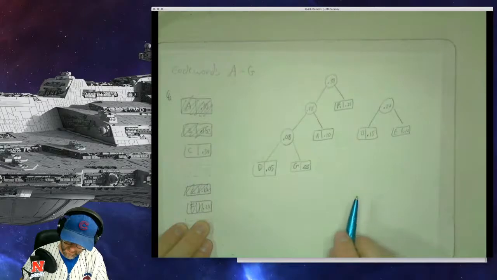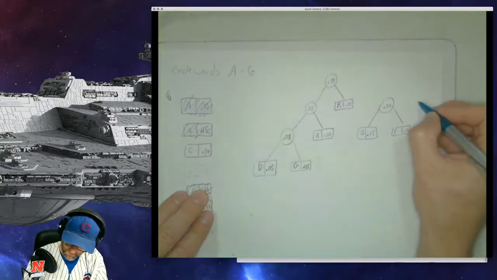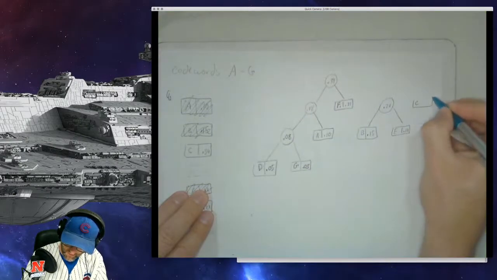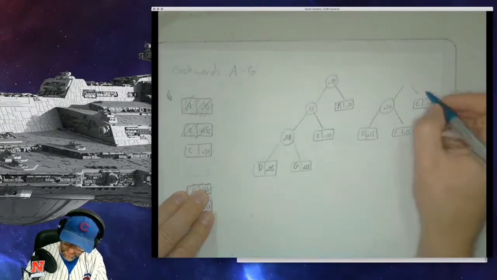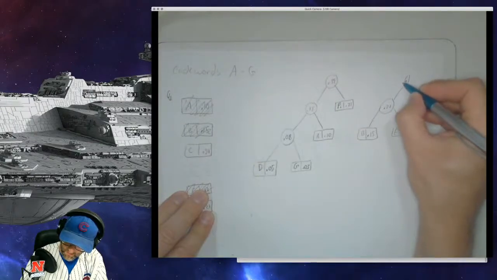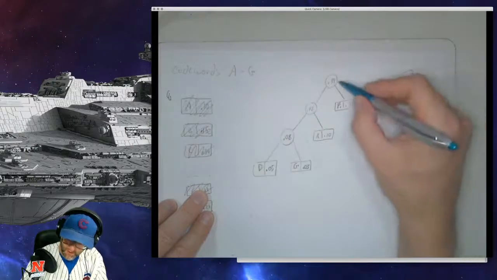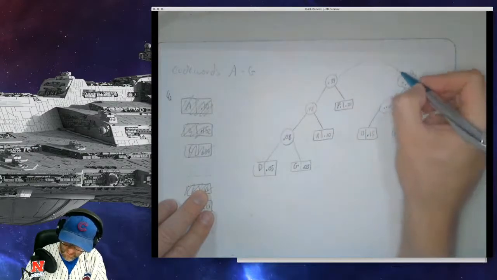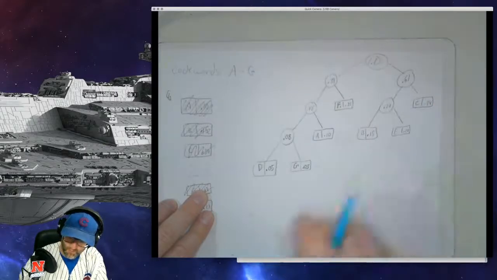Let's see. The next 2 that are least weighted are going to be, well, C and this one over here. So I'll go ahead and put C right here, and 0.34. Combine those into 0.61. And then the last step here is going to combine the 2 remaining trees into this one up here, 1.0.